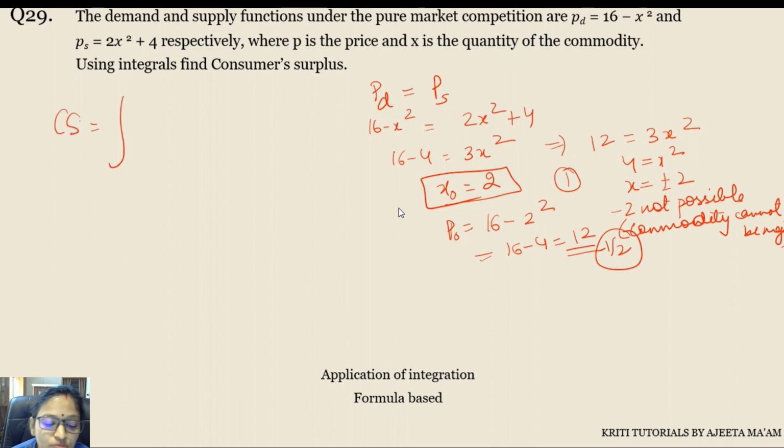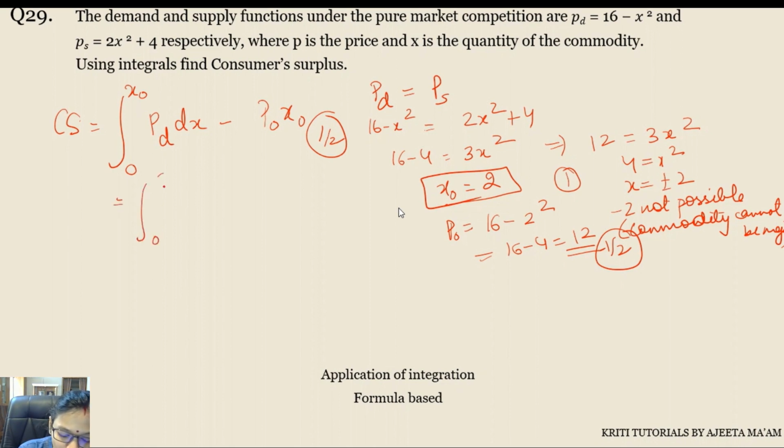So what is the consumer surplus formula? The consumer surplus formula tells you that from 0 to x0 we have the demand function minus p0 x0. So half a mark you will get for the formula, if you write the correct formula. If you make an error somewhere, forget it, but at least write the formula for the correct marking and step marks.